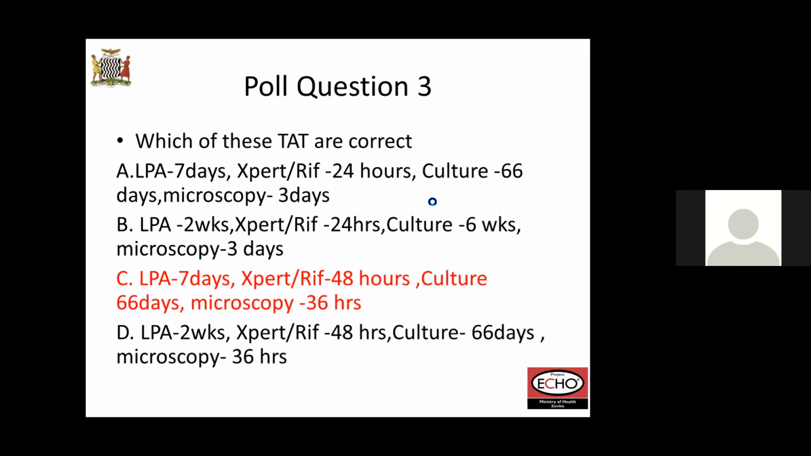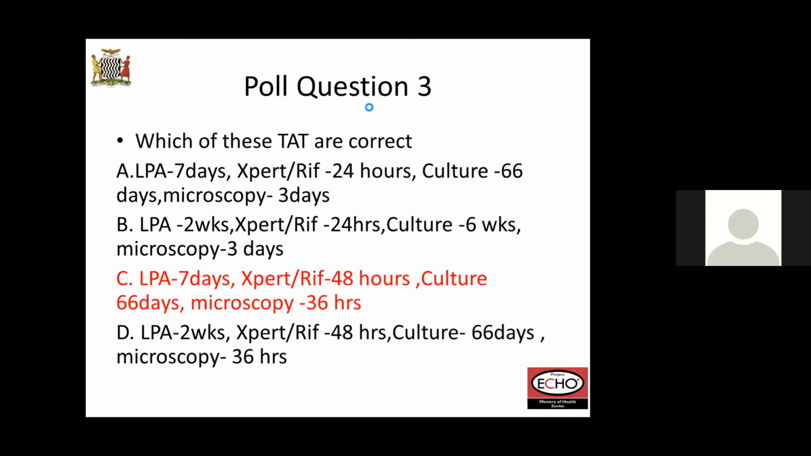So for that, 7 days. For GeneXpert together with RIF, I think that is what makes it 48 hours. For just GeneXpert, within 24 hours you'd have it, but because of the RIF, it goes to 48 hours. Then the culture is 66 days. Unfortunately, TB is a very stubborn bacteria. We have tried as laboratorians to make the media very healthy, putting lots of eggs, but it doesn't want to eat and grow. And the microscopy is 36 hours.